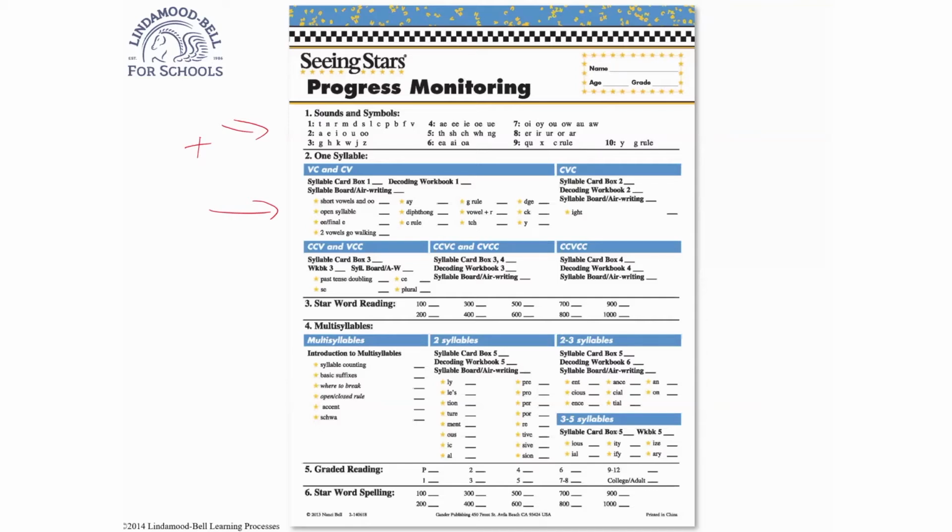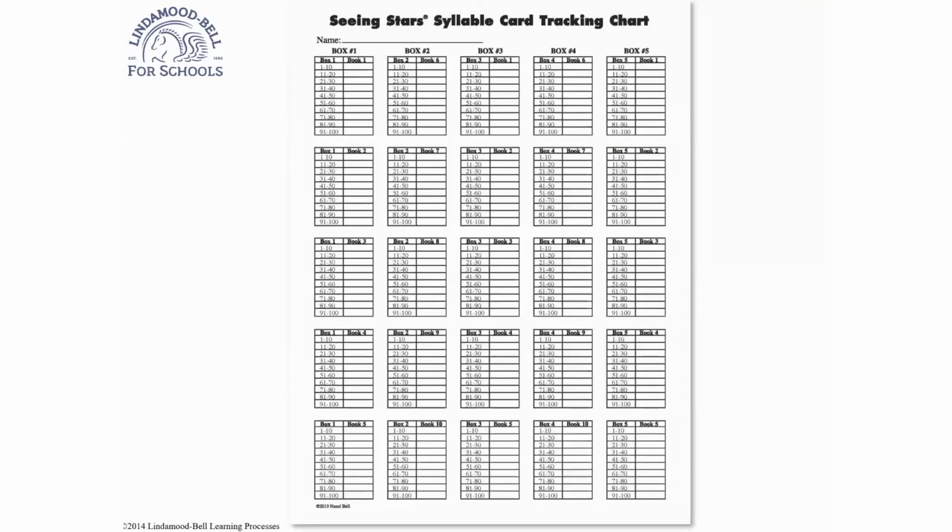In the back of the progress monitoring checklist, you'll find the Seeing Stars syllable card tracking chart. So as the students are moving through the booklets of the syllable card step, we're making note every 10 cards of their completion of those words or syllables. Again, just a really nice visual for any stakeholder that includes students and parents and principals, but also it's just a nice place to keep track of the progression of their journey through the syllable card step.